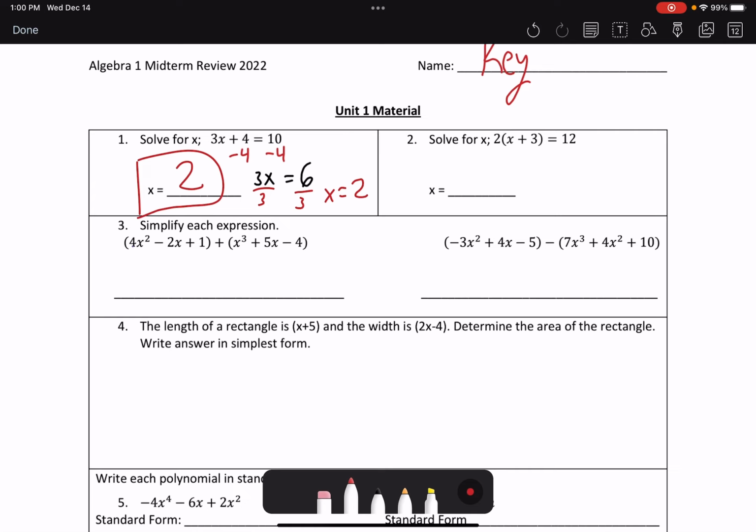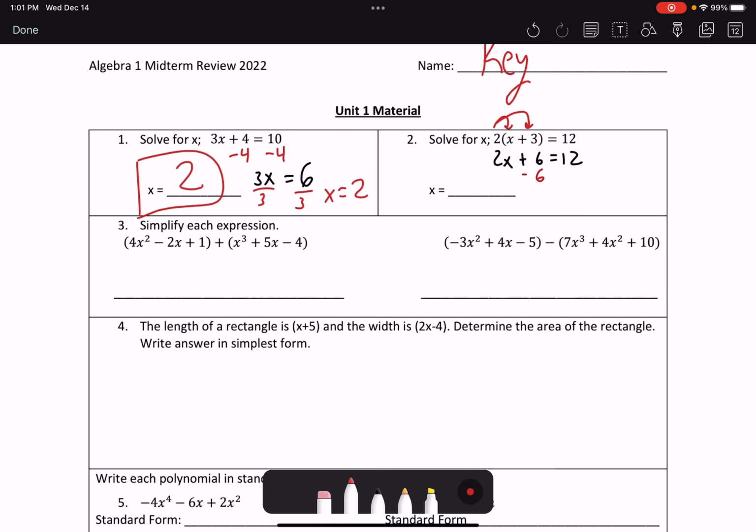Now, number two, we can go about it two different ways. We can start off with the distributive property, or we can start off with division. I'm going to show you both ways. If I start off with the distributive property, I would distribute the 2 to everything inside the parentheses. That's going to give me 2x plus 6 is equal to 12.